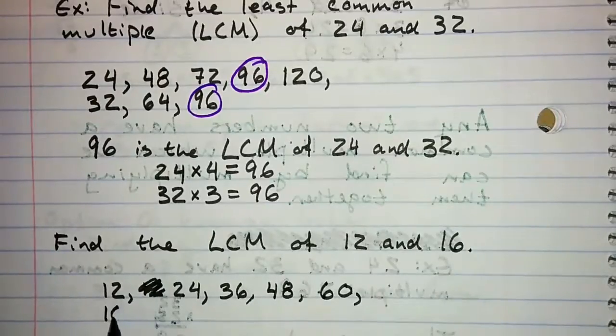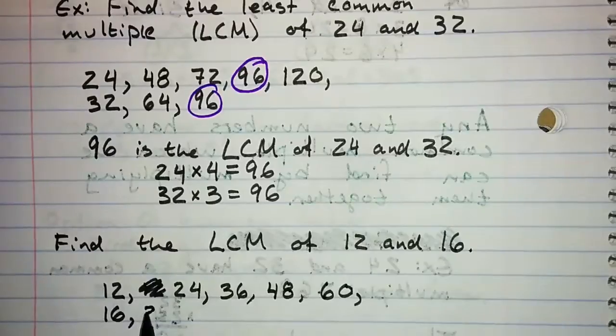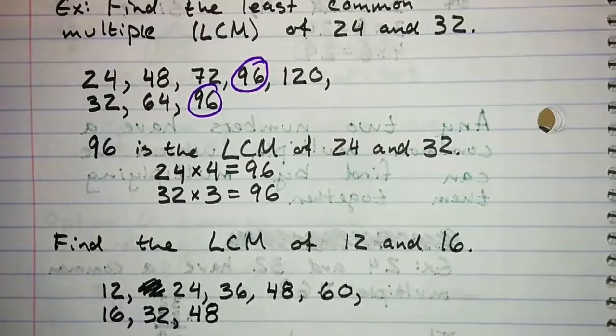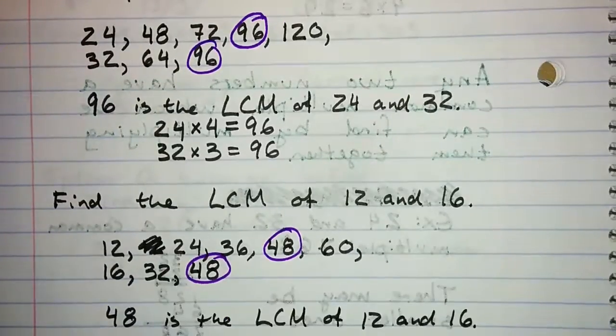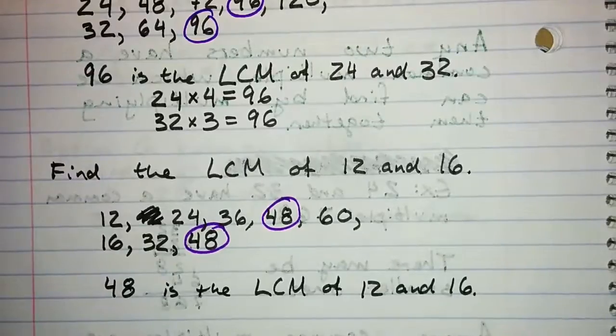How about 16? 16 times 1 is 16. Add 16, I get 32. Still nothing that's on both lists. Add 16 again, I get 48. Oh, that's on both lists. And now I can stop. 48 is the least common multiple of 12 and 16.